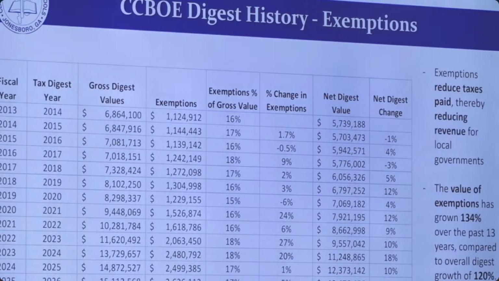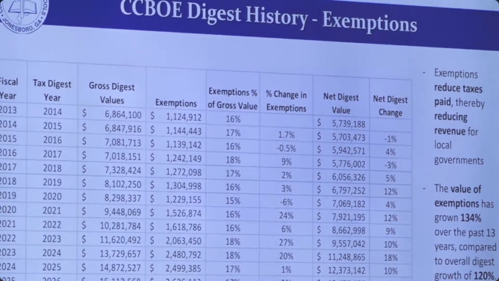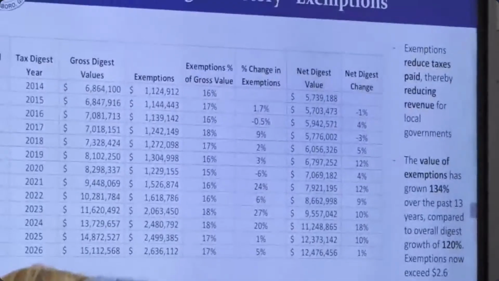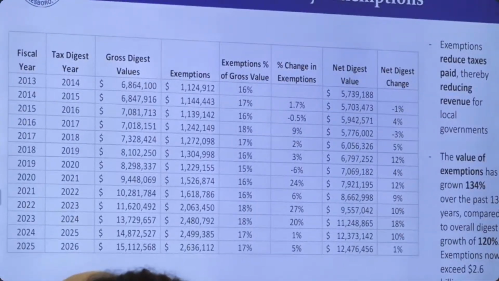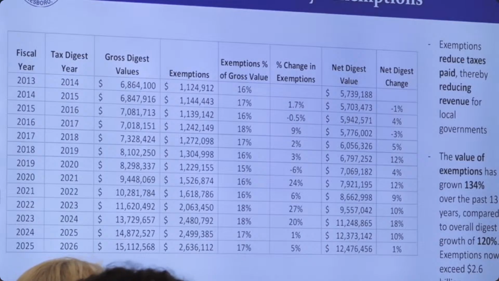Also on exemptions, as I stated earlier, if you're in your home, you qualify for an exemption. If you're 65 or older, you qualify for full exemption from school taxes. So exemptions reduce the amount of taxes that you pay as a homeowner, but it also reduces the amount of revenue that the local governments receive. And looking at this slide, the value of the exemption has grown from 2013 to now by 134%. That's how much the exemptions have increased from 2013 to this year. However, our overall digest growth has only been 120%. So our exemptions have outpaced the growth in our digest.